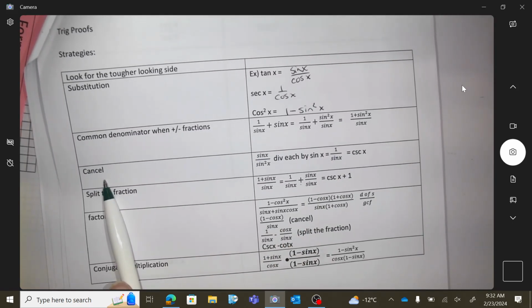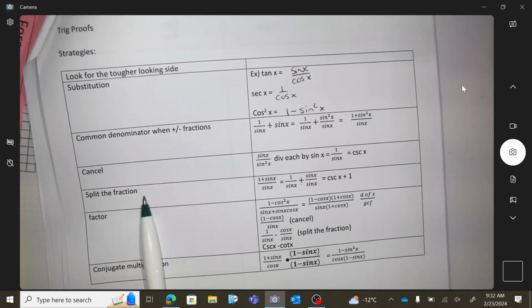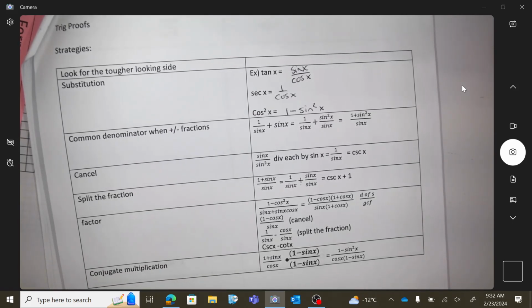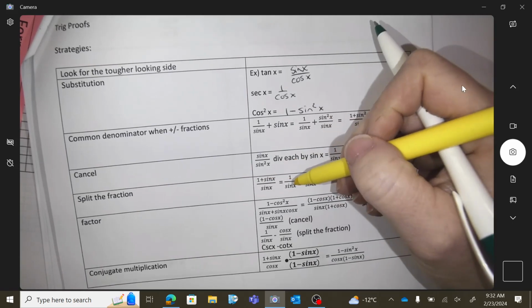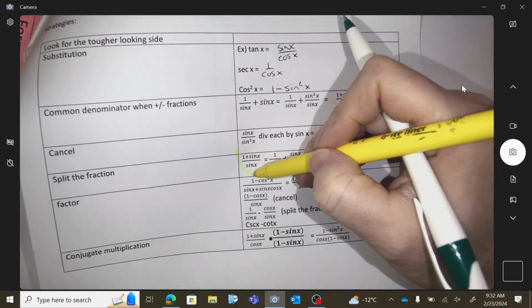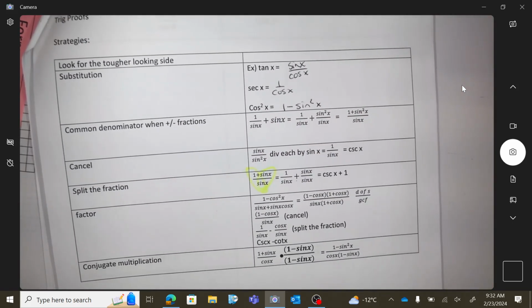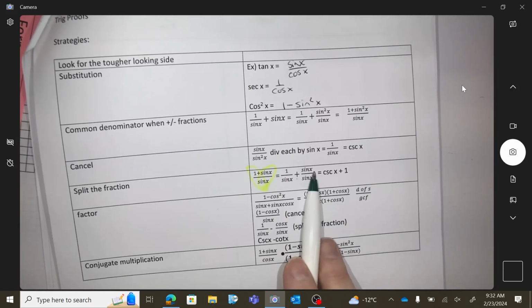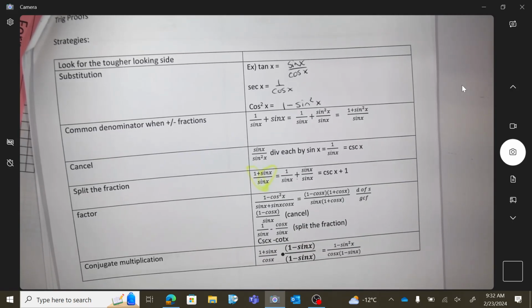Another strategy is to cancel multipliers and dividers. Splitting the fraction, so maybe this is new for you. Splitting the fraction when I have 1 thing over 2 here, I can split those apart. You see my 1 over sine and my sine over sine. I split them apart.